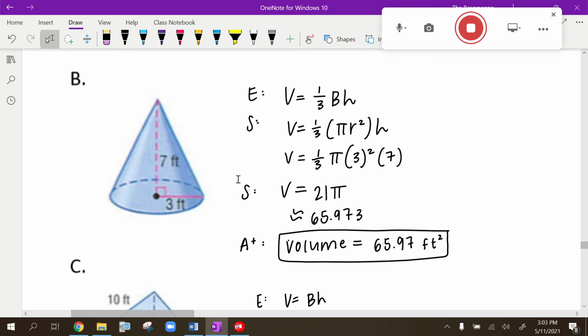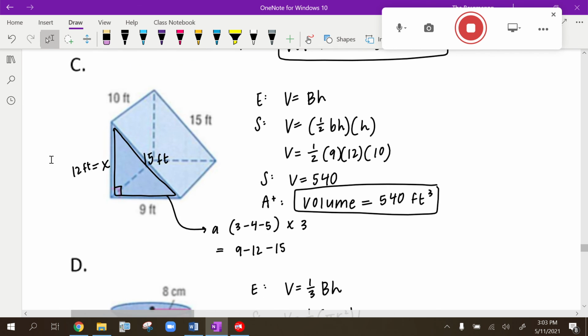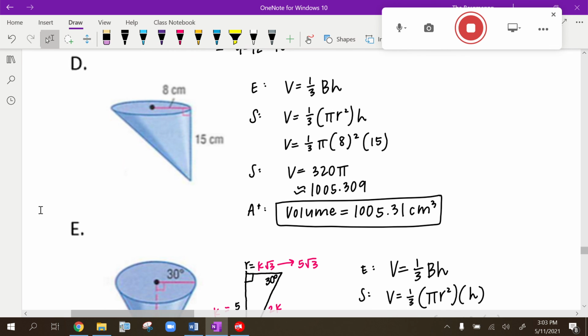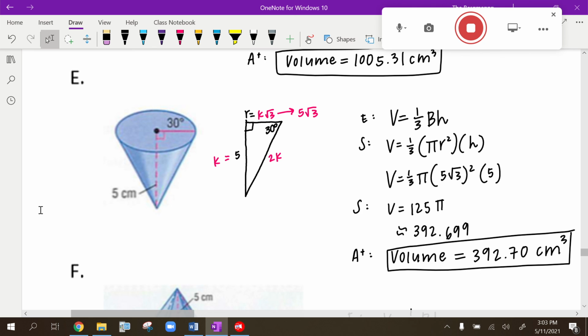Here's part B. This is a cone. Part C, we actually did have to find our missing side here to be able to find the area of the triangle. That's the base. Here's part D, another cone. Part E is another cone. This time we had to use a 30, 60, 90 triangle in order to find the radius of the base.